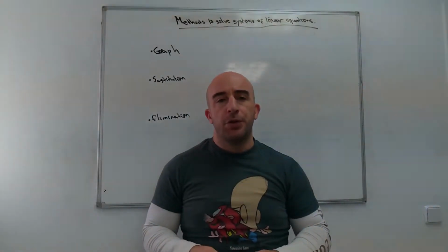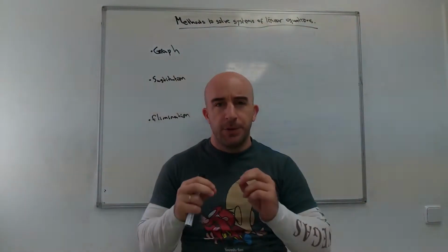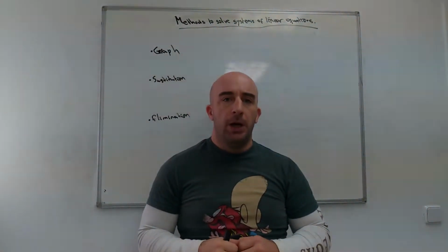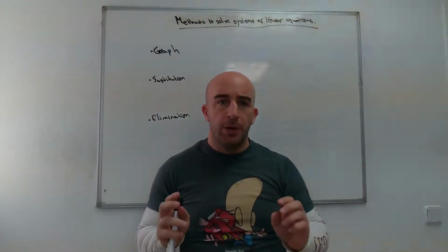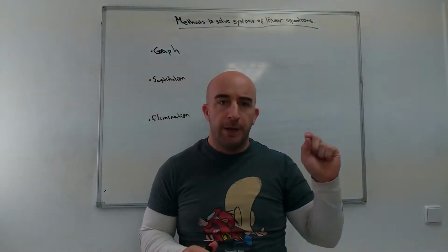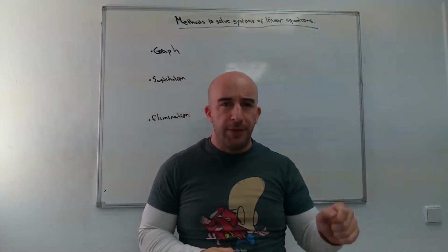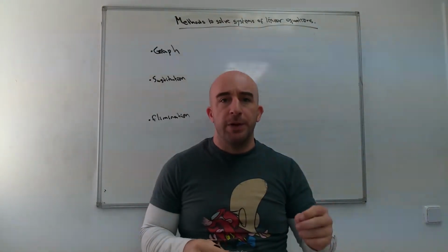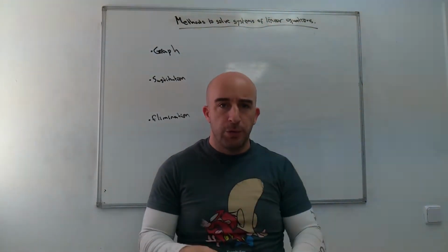This video is a short summary on the methods that you have to solve systems of linear equations. Remember that a linear equation is an equation where you have two variables, and none of those variables have powers in it. You just have the x and the y. And a system of linear equations is where you have two or more equations. We're normally going to use now two.